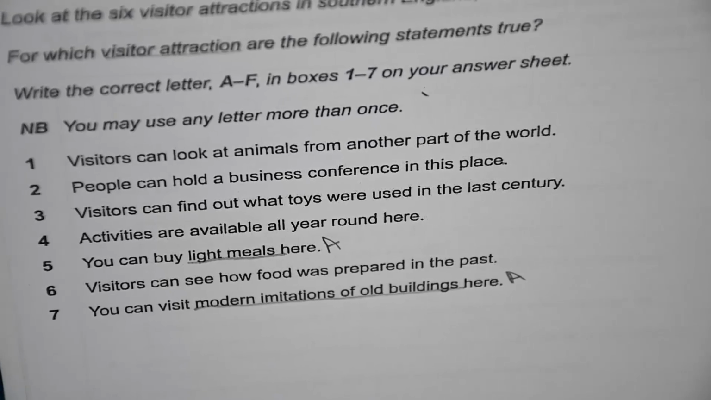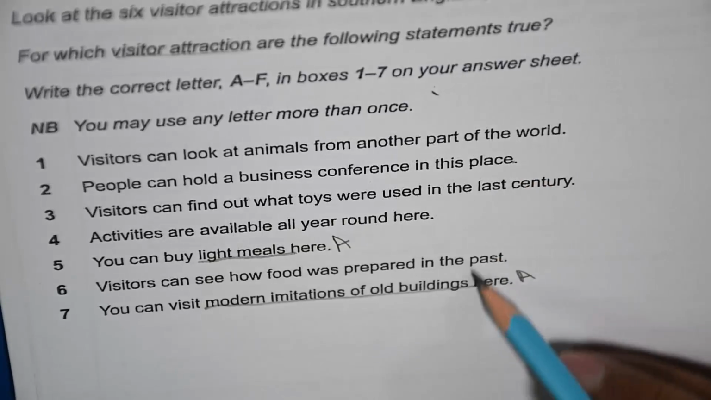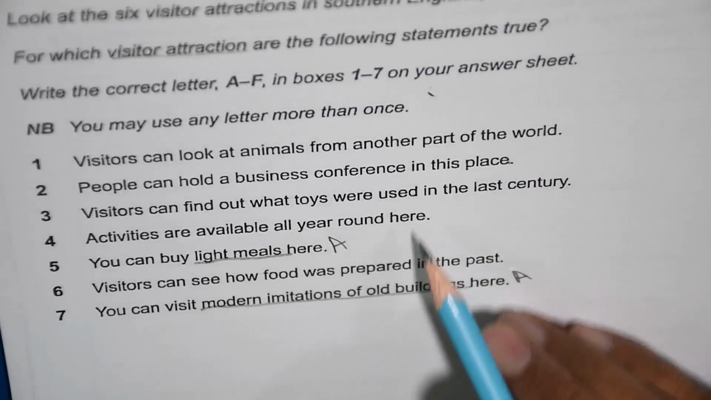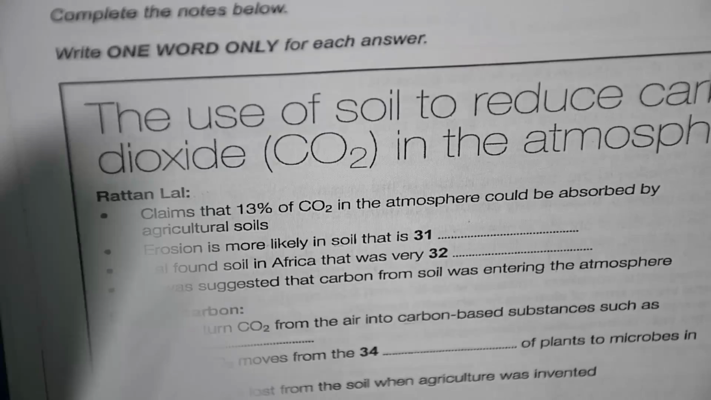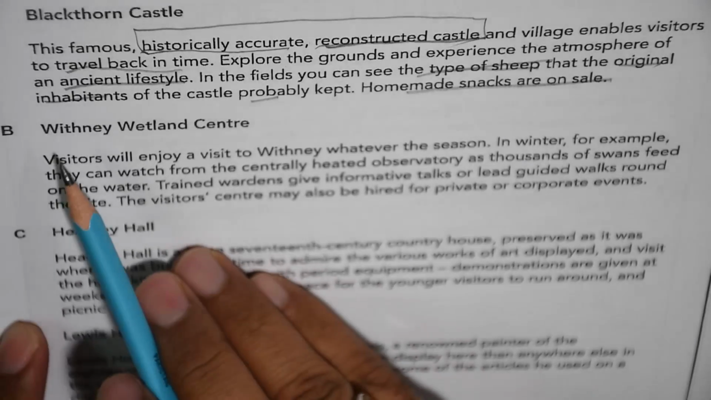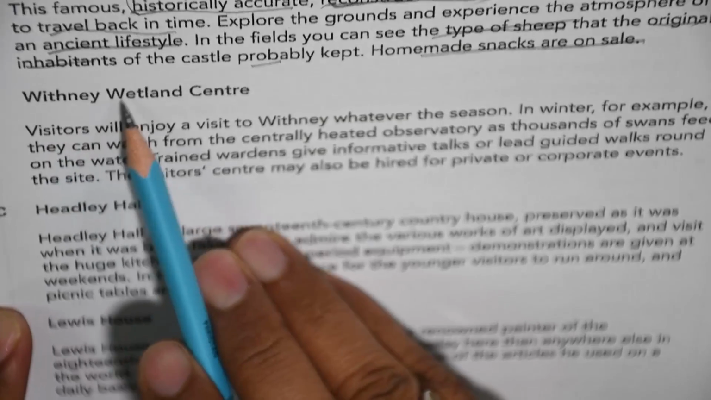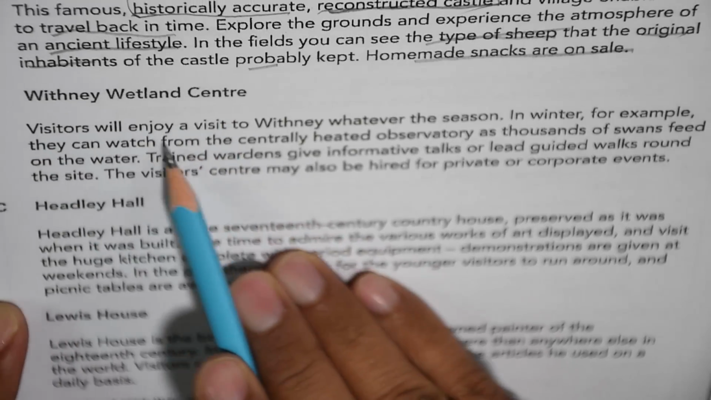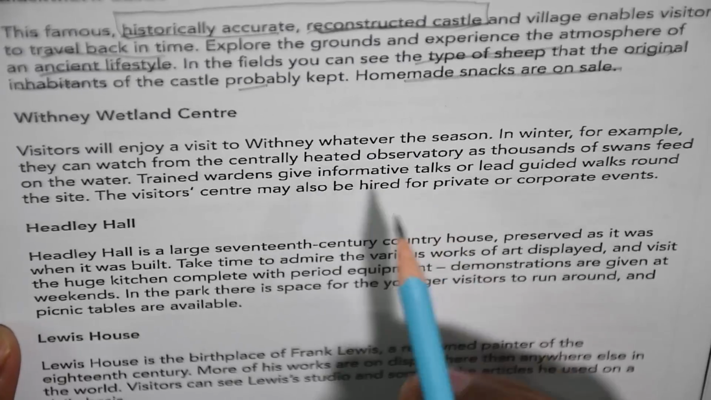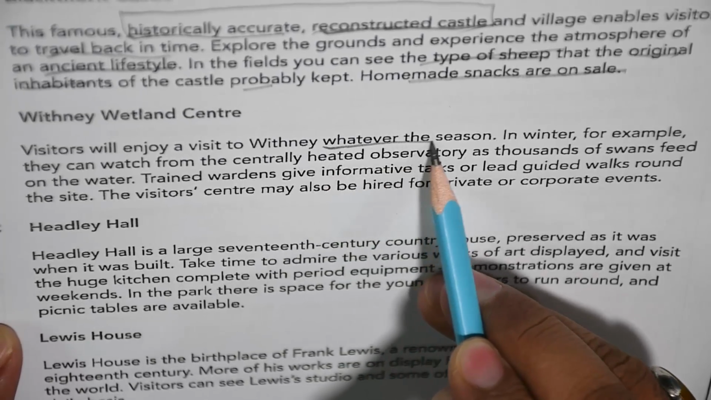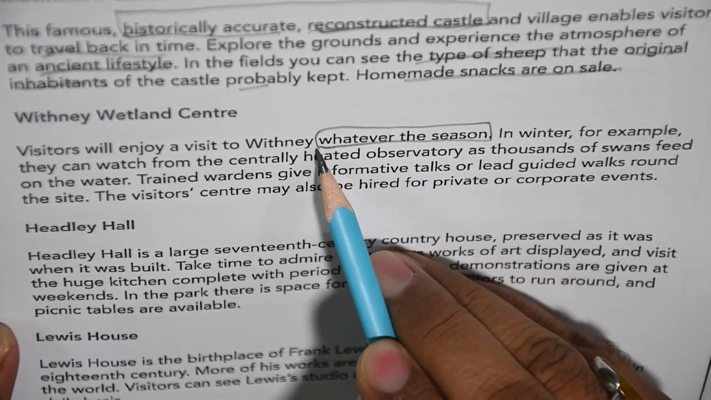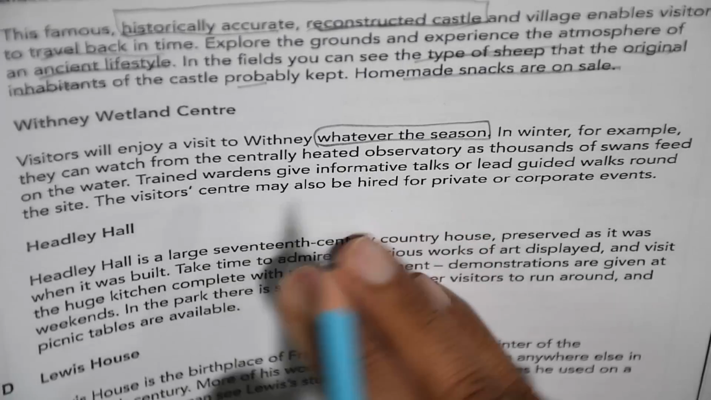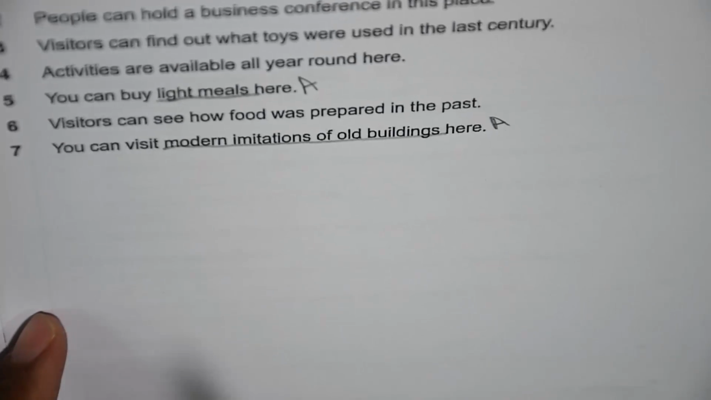Okay, that's clear. Now we are familiar with all these questions as well, so we have to keep questions in mind. When we go back to the passage, we have to keep the questions in mind as well. Anyways, let's go back to the next paragraph. Here it says Whitney Wetland Center. Visitors will enjoy a visit to Whitney whatever the season. Whatever the season means, whether it is winter, summer, spring, autumn. And now I remember because I had retained one option, and that option is here.